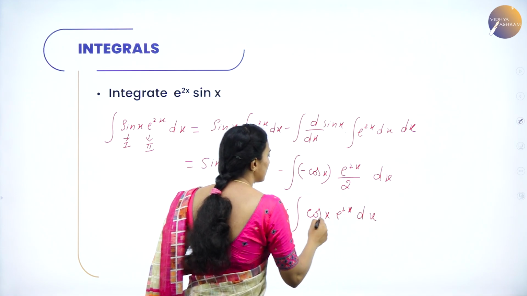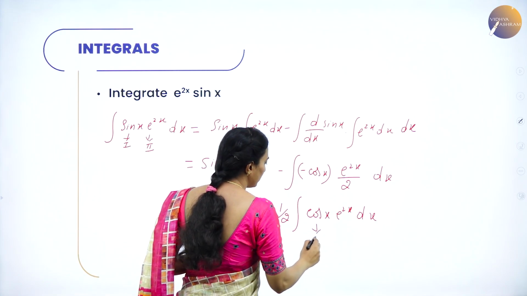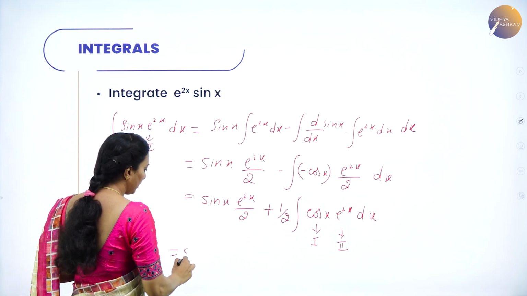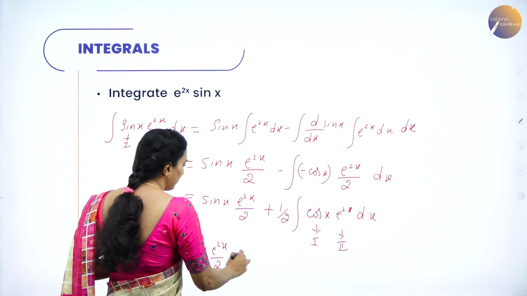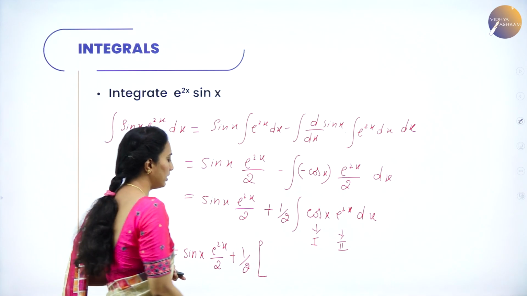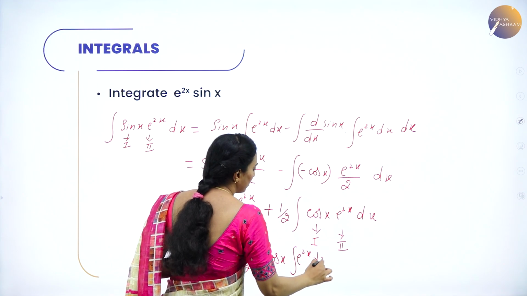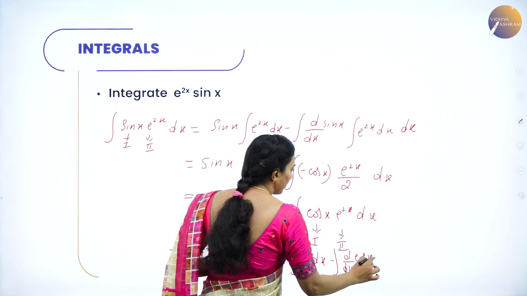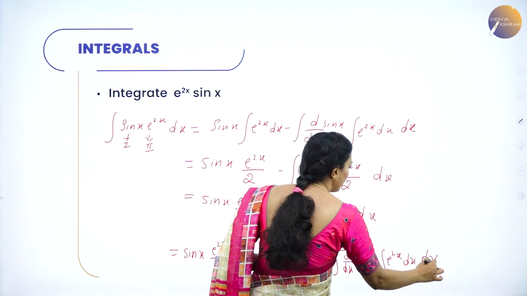Again here the first function is nothing but cos x, and the second function is nothing but e power 2x. So let me write this one as the first function and this one as the second function. So what happens in this case? Sin x into e power 2x divided by 2 plus 1 by 2 into, see, open the bracket because you are going to have 1 by 2 throughout the multiplication. First function, again we need to apply the formula, into integral of second function minus integral of d by dx of first function into integral of second function. I hope you are getting the step.